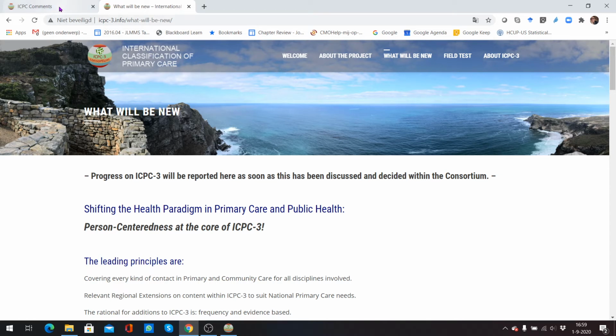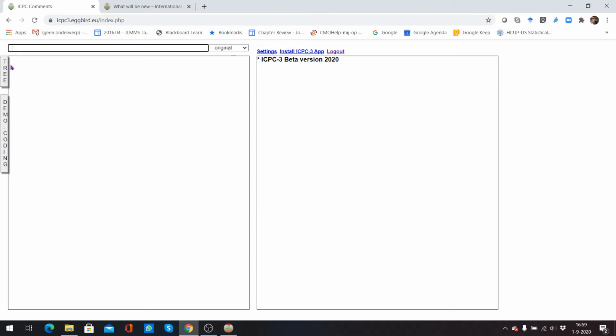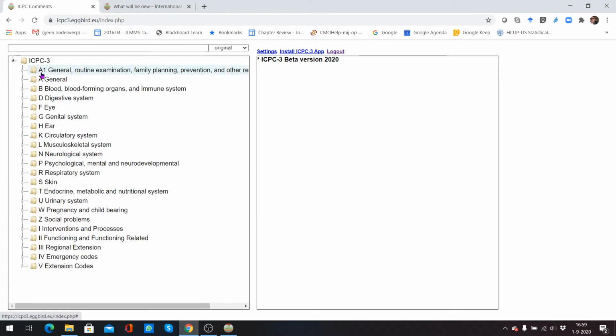Now, how is the classification composed? The ICPC-3 is divided into chapters, subdivided into components, and the components into the classes. The classes have a code that consists of 4 digits. So, as an example, the chapter R.